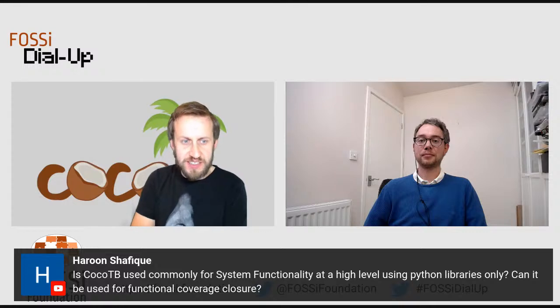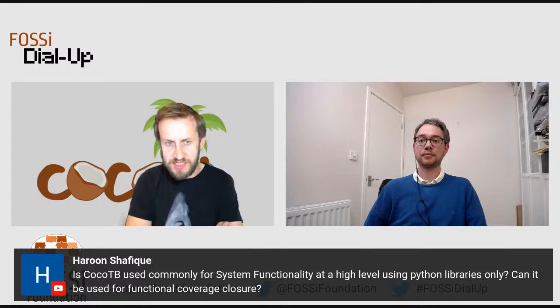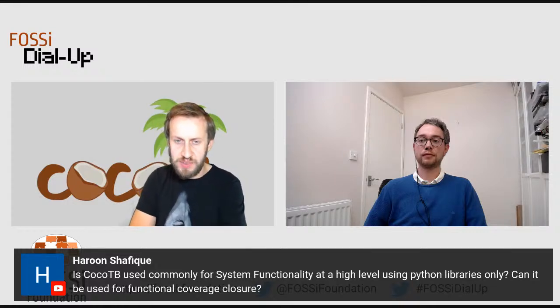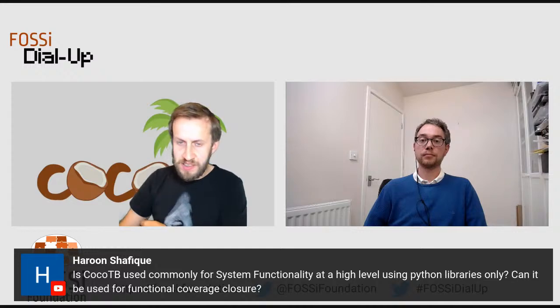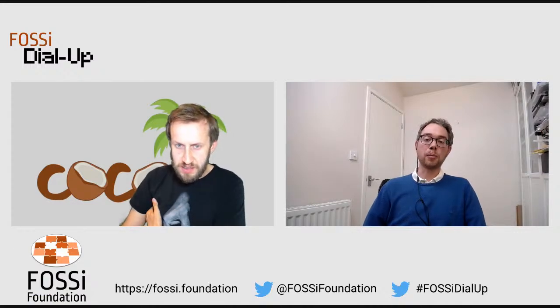So Harun is asking, is Cocotb used commonly for system functionality at a high level using Python libraries only, or can it also be used for functional coverage closure? It can be used for both.